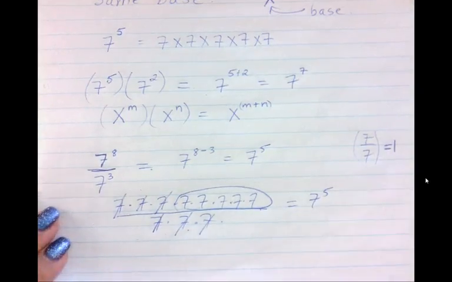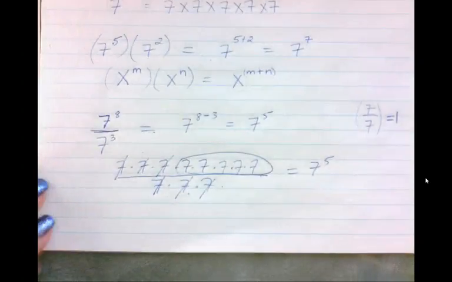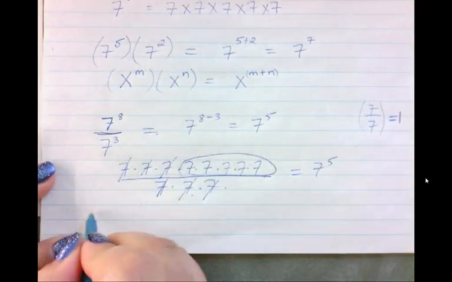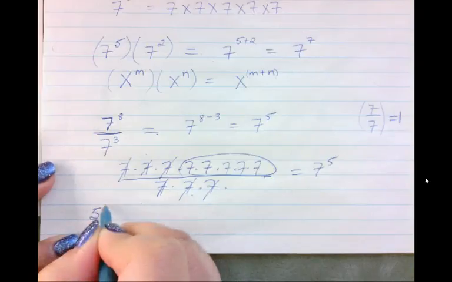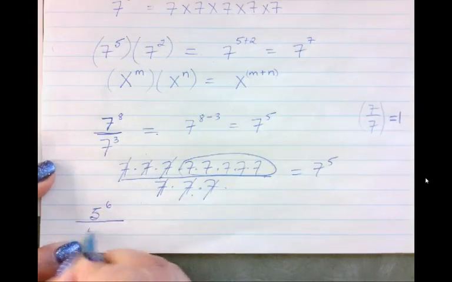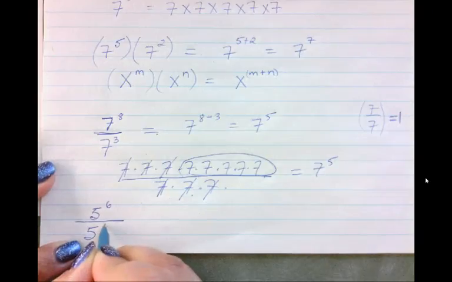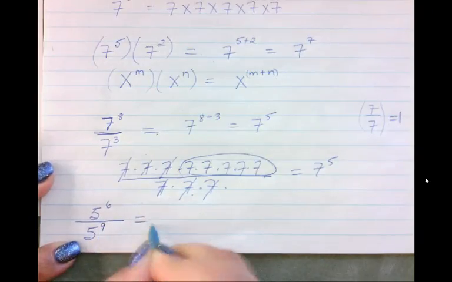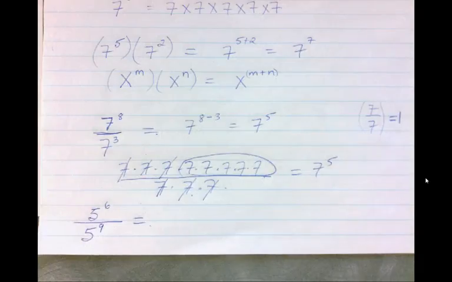Okay, now I want to do one more about dividing. So let's say we have this example. 5 to the power of 6 divided by 5 to the power of 9. What is the answer to that? So same rule applies, right? But you guys have this disgruntled look on your face because what's going to happen with my exponent? It's going to be negative.